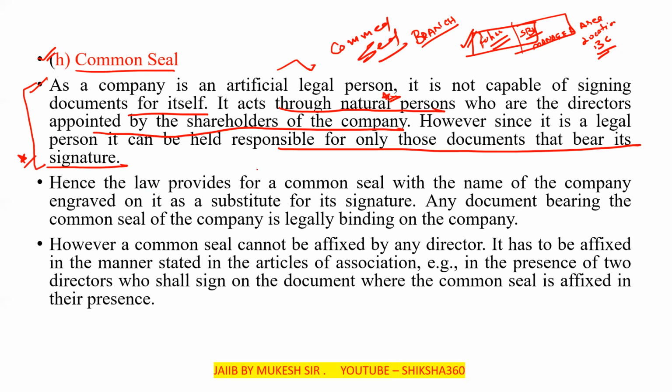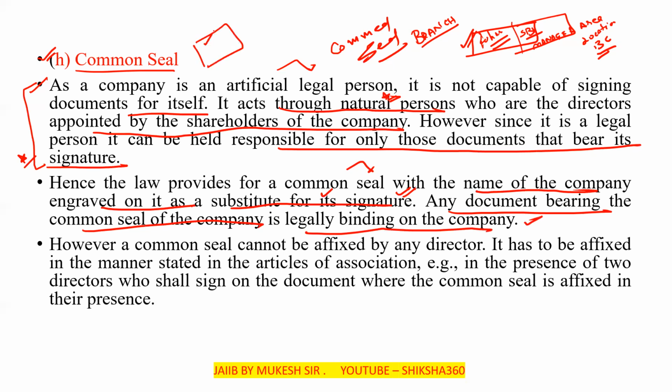Hence the law provides for a common seal with the name of the company engraved on it as a substitute for its signature. So any document bearing the common seal of the company, along with the signature, is legally binding on the company.